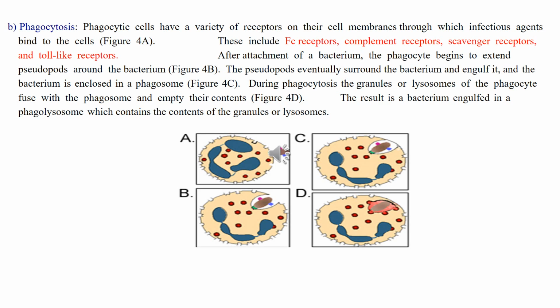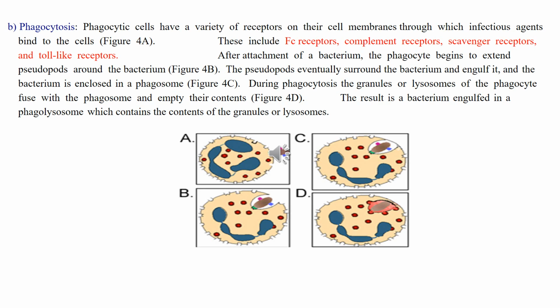So this is the phagocytic cell, and this is the bacterium attached to a specific receptor site on the phagocytic cell. After that, there will be an engulfment of the bacterium. Then the engulfed bacteria within the lysosomes will result in release of certain enzymes and antioxidants that will result in killing of the bacteria.